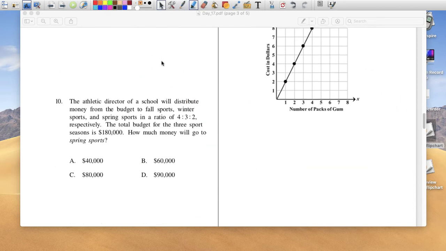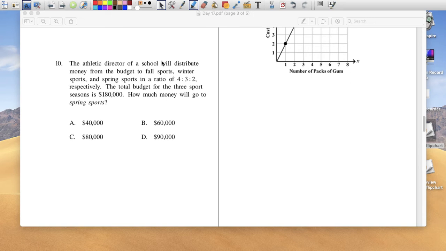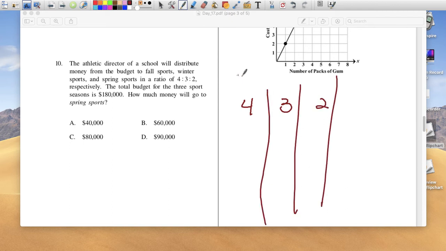10. The athletic director of the school will distribute money from the budget to the fall sports, winter sports, and spring sports in the ratio of 4, 3, 2, respectively. The total budget for the 3 sports seasons is $180,000. How much money will go to spring sports? So you can do a part-total table. 4, 3, 2. Part is here, another part is here, another part is here, and the total would be 4 plus 3 plus 2, a total of 9.